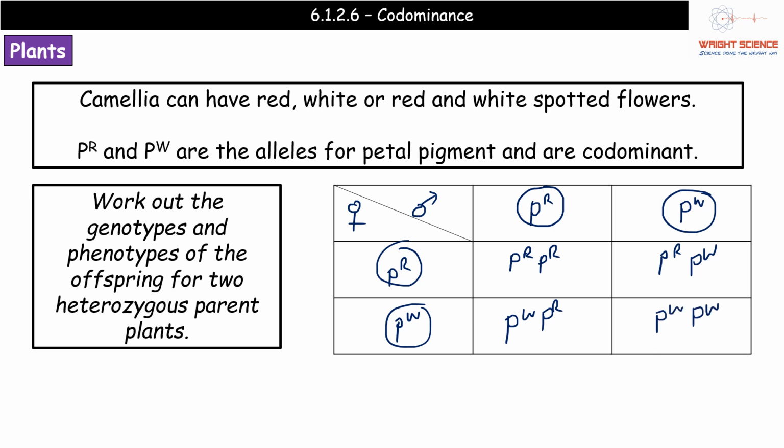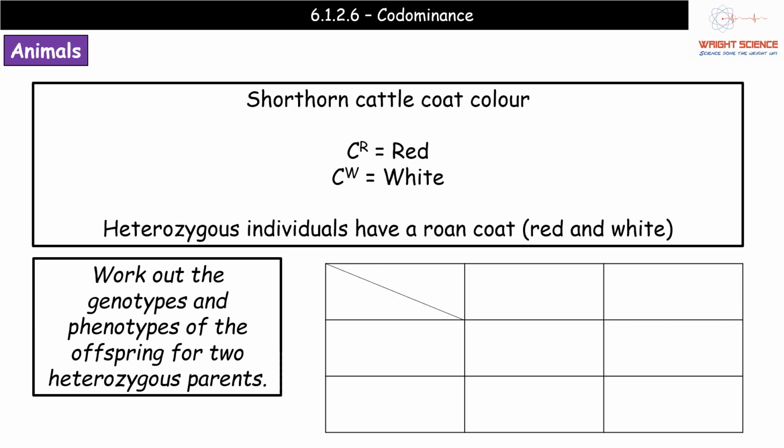So let's start with the easy ones first of all. We've got two R's, therefore red flowers. Two W's, these ones will be white flowers. And then we've got these two in the opposite corners, which have one white and one red. Therefore, these are going to be red and white spotted. And same at the top there, red and white spotted. So what we can see is because these are codominant, they are both going to be seen in that final phenotype. So it's not just red or just white if we've got both of those actual alleles present. Instead, we get red and white spotted flowers.